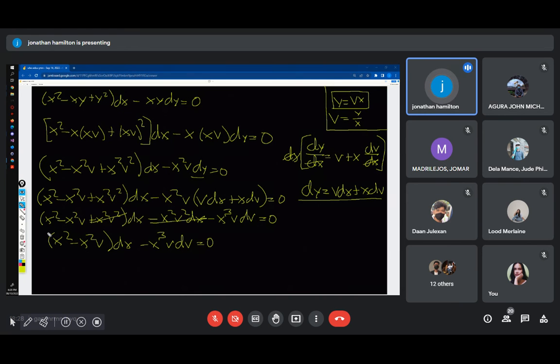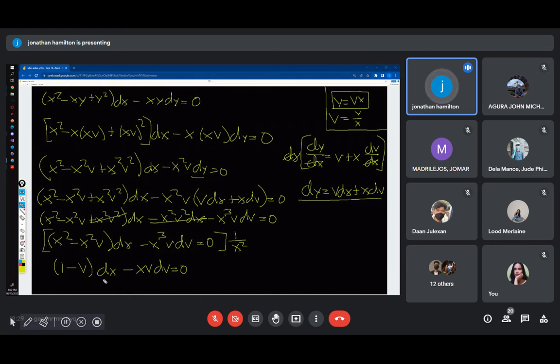So to try and simplify this equation, we could factor out x squared, or we could remove x squared. So let's say we remove x squared by dividing all terms by x squared. So what we're left with is 1 minus v dx minus x squared. So we're left with x v dv is equal to 0.